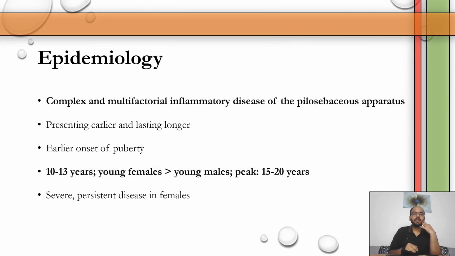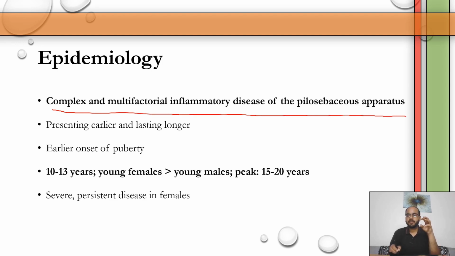Now, the definition of acne is that it's a complex and multifactorial inflammatory disease of the pilosebaceous apparatus. This is somewhat of an arbitrary, umbrella-term kind of definition, because what essentially happens in acne is the inflammation of the pilosebaceous apparatus, that means hair and sebaceous gland. It is complex and multifactorial, so not one factor is responsible. You have a lot of factors acting together to inflame the pilosebaceous unit.